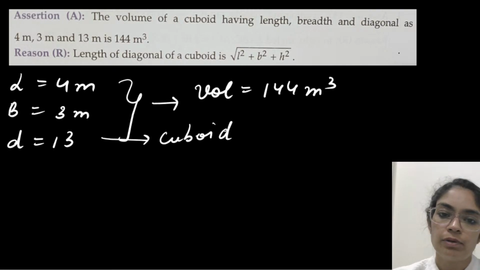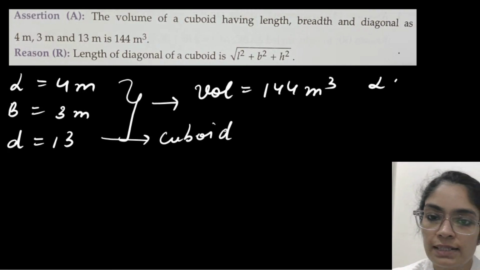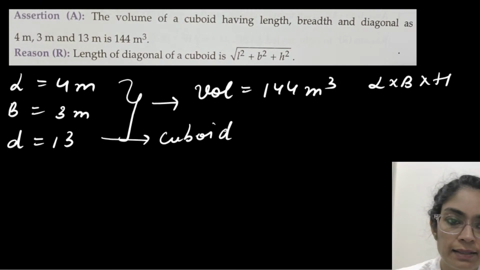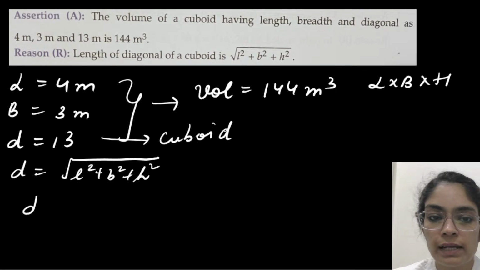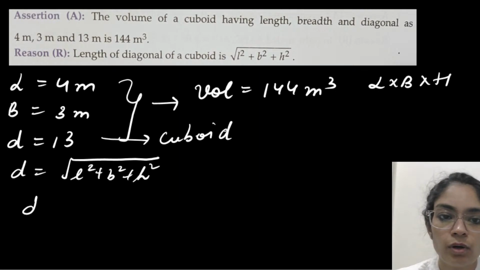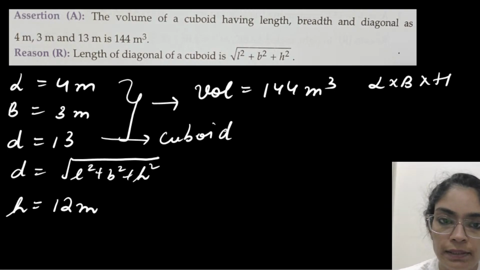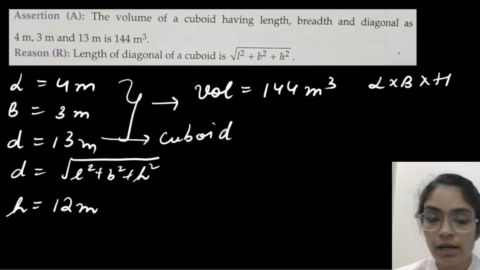First of all, for finding the volume, we need height because volume's formula is L into B into H. H is not given to us, but diagonal is given to us. So I applied the diagonal's formula and found H. So diagonal's formula is this. After using this formula, we found the value of height as 12 meter, and this you have already done.